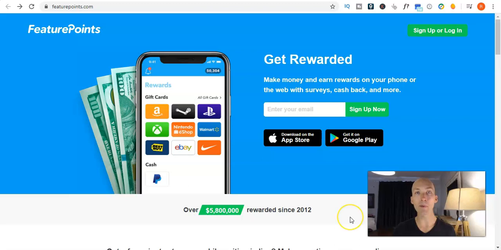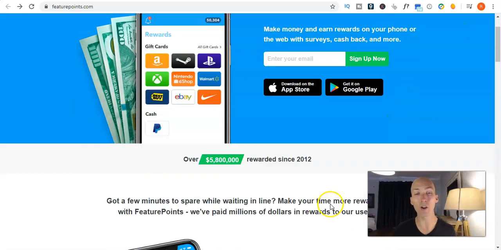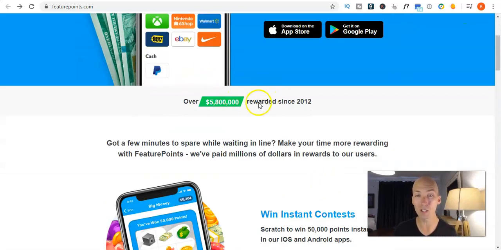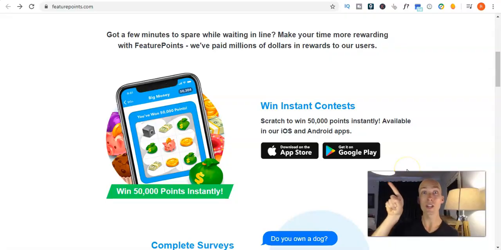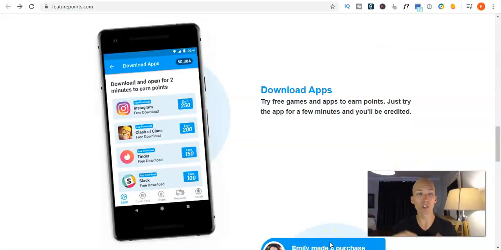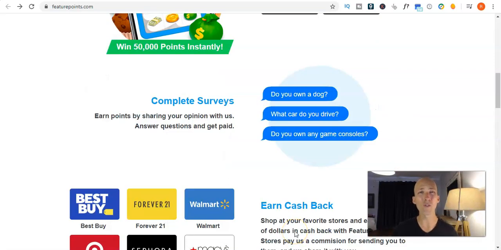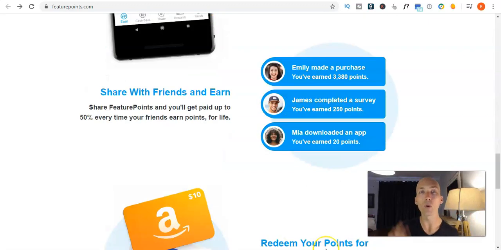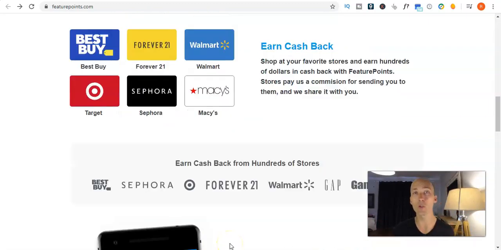The app is Feature Points, who say they've dished out a whopping $5.8 million since 2012. Five ways. Number one, win instant contests. Number two, download apps and just try them out until you get rewarded with points. Then you can delete them. Number three, complete surveys. Simple as. Number four, share the app with friends to make points. Number five, earn cash back when you shop at stores you already shop at.